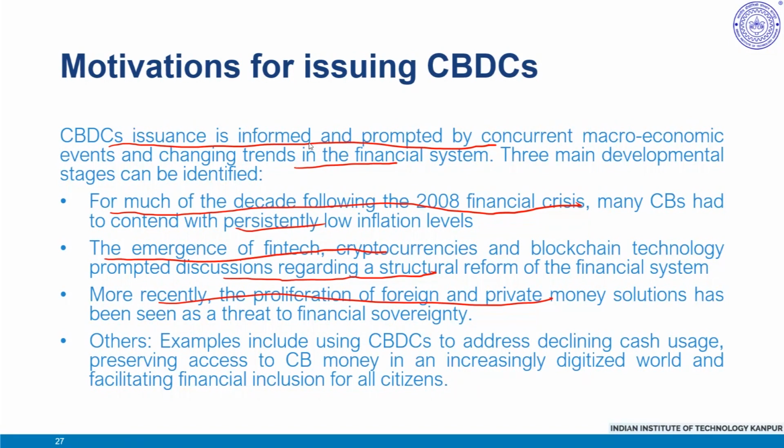Due to their substitutability with stablecoins, the introduction of CBDC has been seen as a way to mitigate the negative effects described here. Lastly, in addition to these reactive developments, many sophisticated arguments have been put forward that did not directly relate to the then current economic events. These examples include using CBDCs to address declining cash usage, preserving access to central bank money in an increasingly digitized world, and facilitating financial inclusion for all citizens.